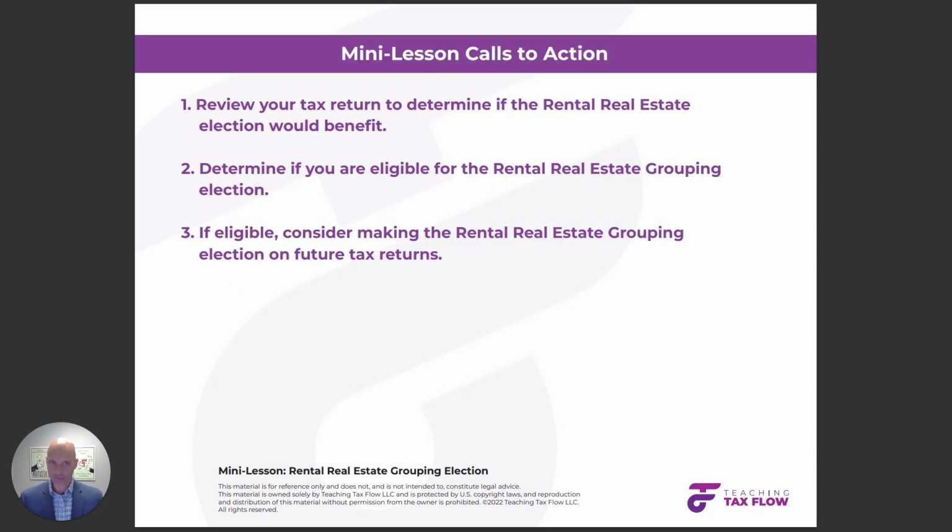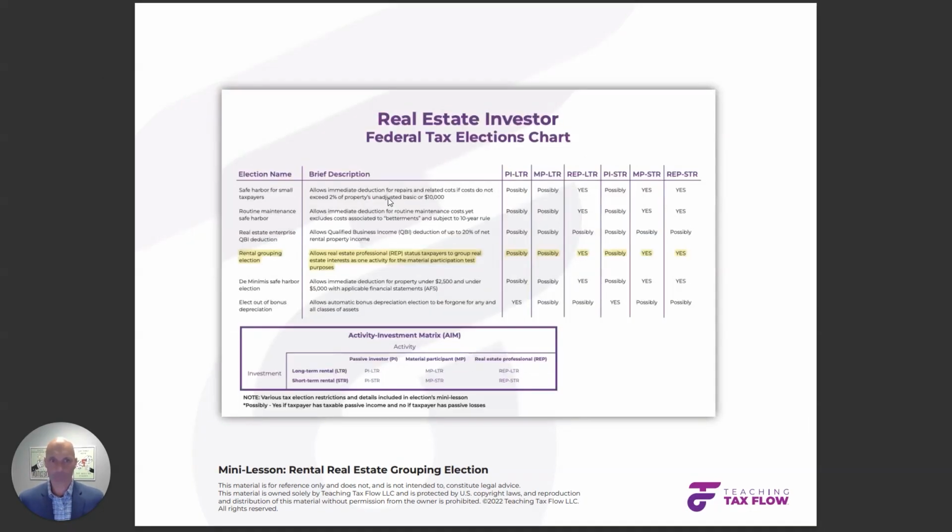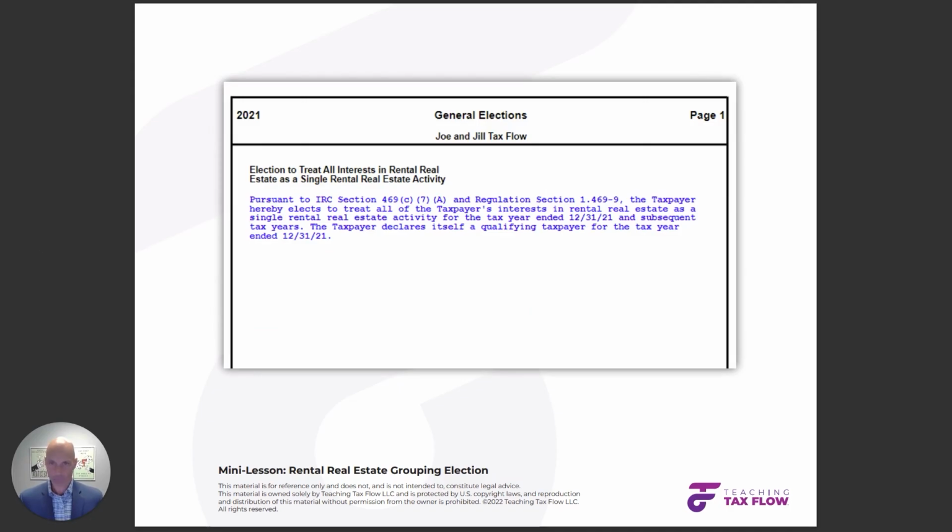All right, let's hit our calls to action. First of all, review your tax return. Determine if the rental real estate grouping election would even make sense for you. Determine if you're eligible for the grouping election. And then if eligible, consider making it on your tax return on an annual basis using that sample election. Let me flip back real quick to this sample election.